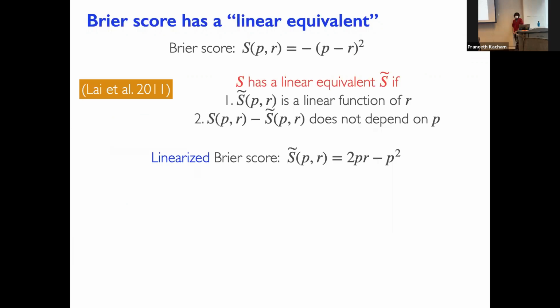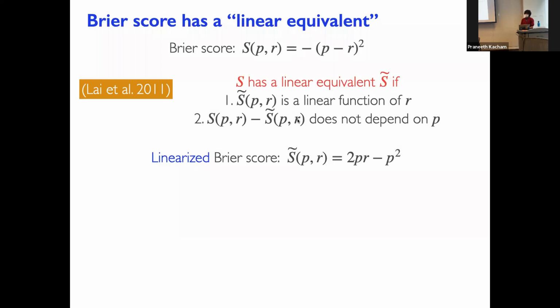Okay, so one key property that we're going to use of the Brier score, it's not specific to the Brier score, was introduced by Lai. This is the same Lai as Lai and Robbins, who introduced multi-armed bandits and studied them in the 80s. Lai also looked at forecasting, and he introduced this idea of a linear equivalent. A score like the quadratic score, or some other score S, has a linear equivalent S tilde if two things hold true. One is that S tilde is a linear function of R, and S minus S tilde doesn't depend on P. So these are two properties.